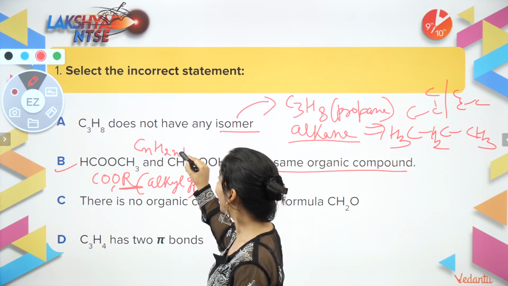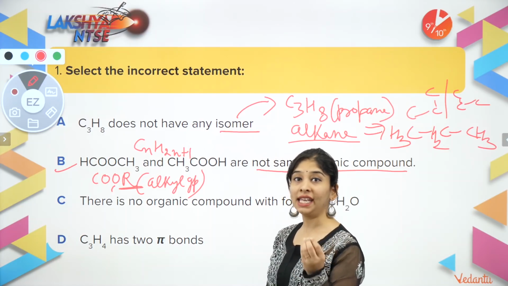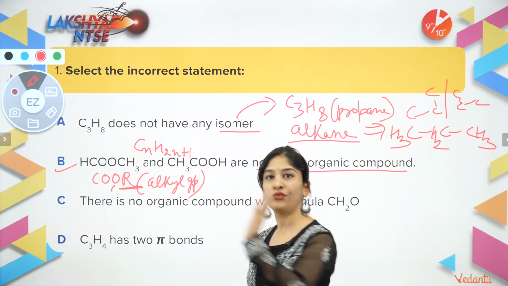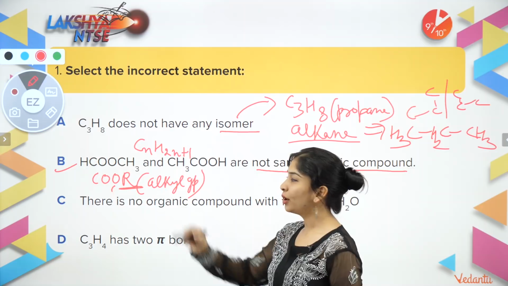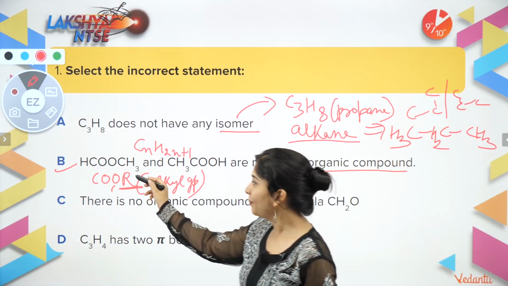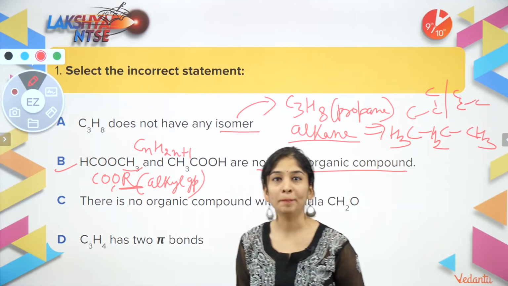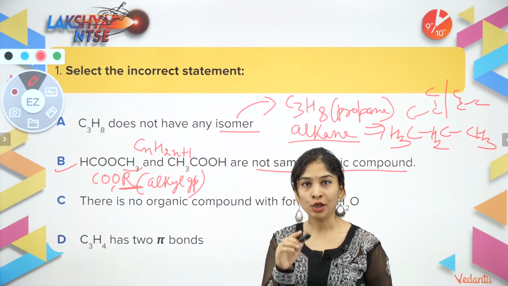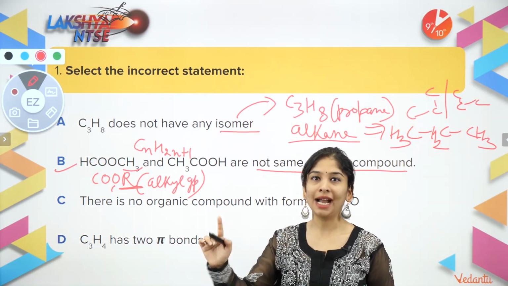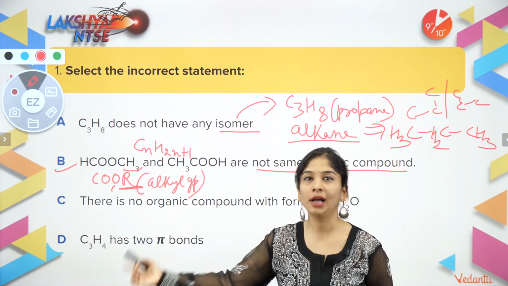CnH2n+1. That means whenever you have any alkane and you remove one hydrogen out of it, you are going to get an alkyl group. So the simplest alkyl group is nothing but the methyl group. Methane, you just remove one hydrogen, that will give you alkyl, and the name will become methyl.